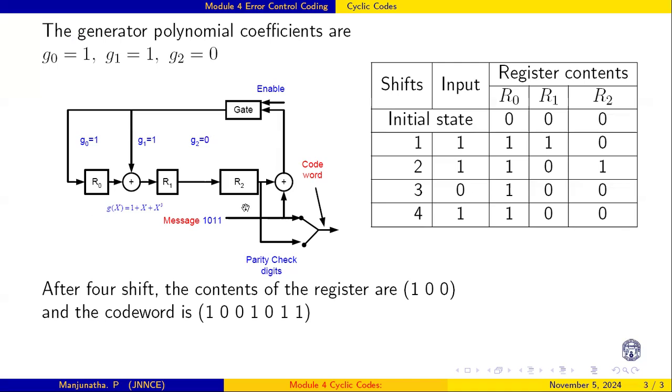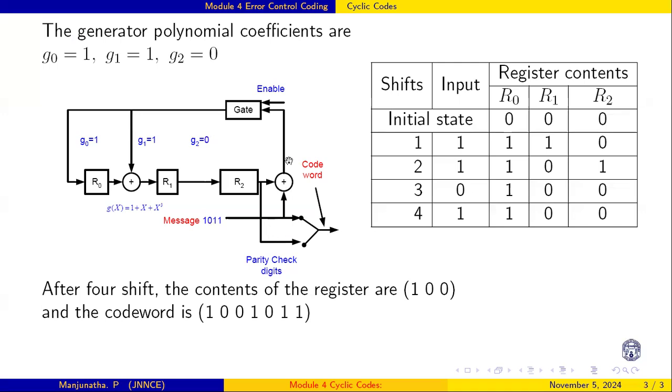Then what is the coded message here? How will it be encoded? When the gate is opened, whatever input we give will enter into this circuitry through the XOR gate, and also it comes out from the output. Once 1 is entered, the output also comes out here. Next 1 will be entered, and output will be.